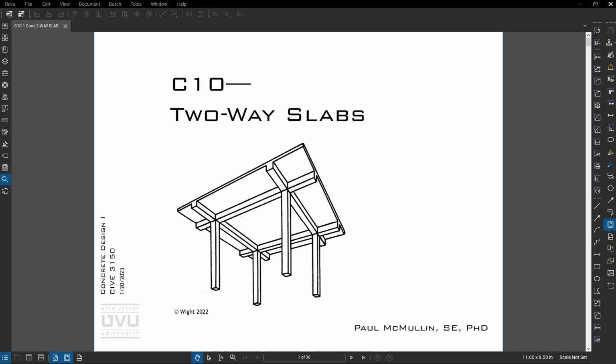Alright, folks, let's jump into two-way slabs. This is kind of where we go from things that are somewhat challenging to quite a bit more challenging. But that's good because at this point we can handle it. You've got a lot of basics that we can apply to this and start to understand things.